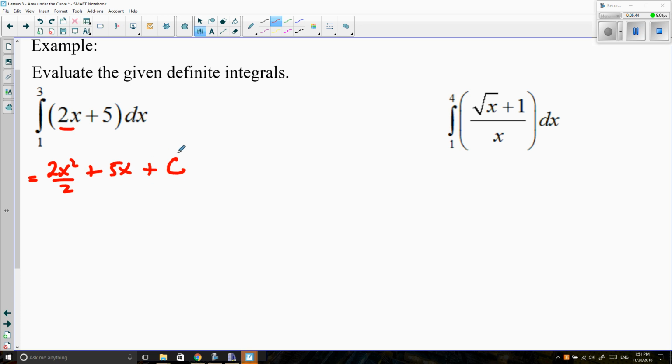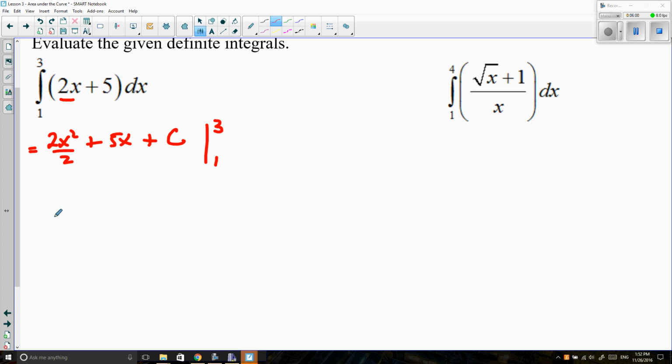So once again, I don't need to show this. I'm just going to show it for this one example to see why we don't need it anymore. And then we're going to go from our lower limit to our upper limit of 3. Okay, so this is my notation. I just put a vertical line to show that my lower limit is 1, my upper limit is 3.